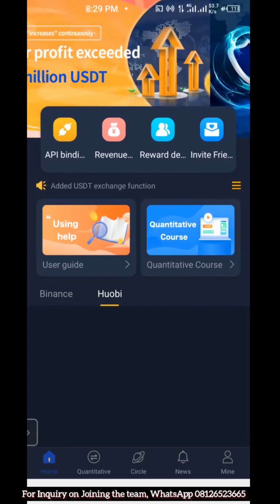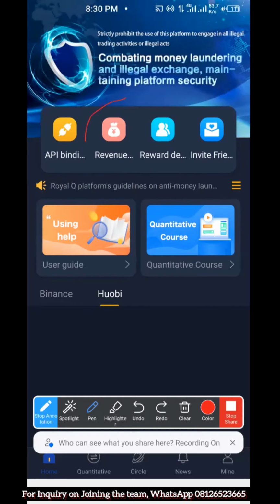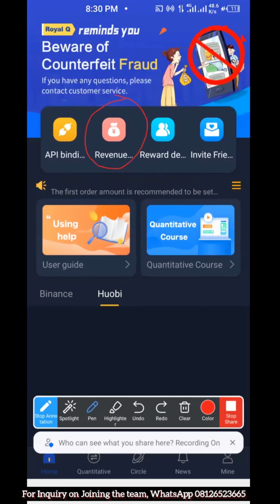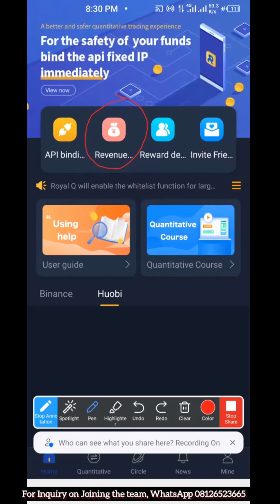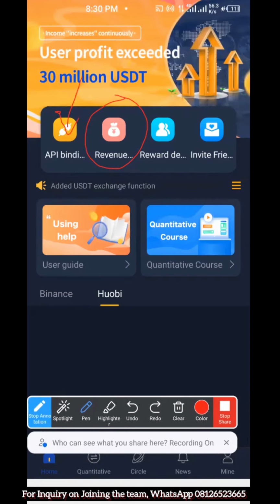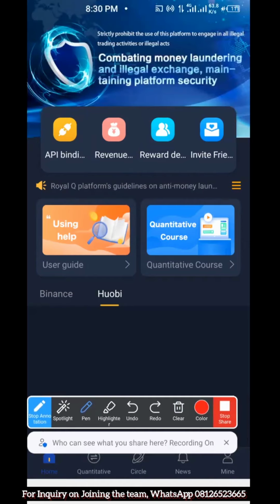So my own favorite part, and the part I actually like the most, is the revenue button right here. Once you open your app and you're on the home page, you just scroll up, you're going to see the revenue. Of course, the API binding, that's the very first thing you are supposed to do. That's to bind your app with Binance, because everything and every trade that occurs happens on Binance.